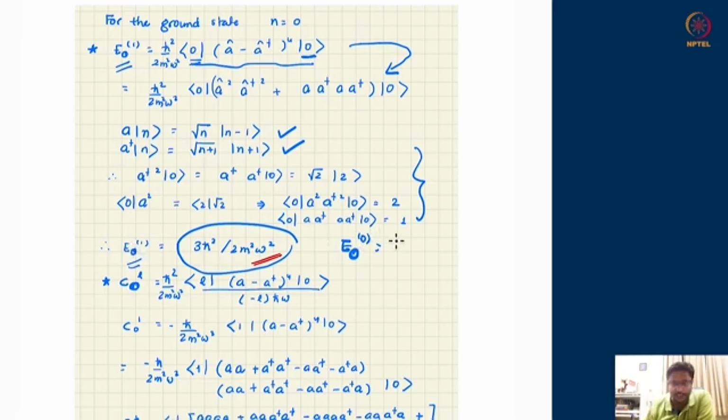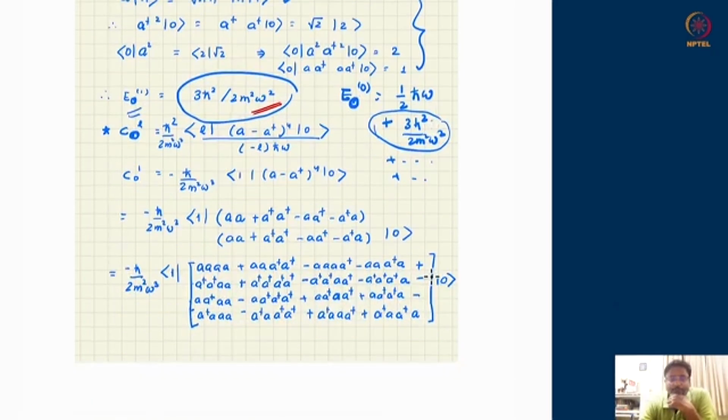For the ground state, it was known to be half h bar omega. Once I have added first order perturbation, then this gets changed by 3 h bar square upon 2 m square omega square. And there will be a second order term as well, a third order term as well, but up to first order correction, this is the term.